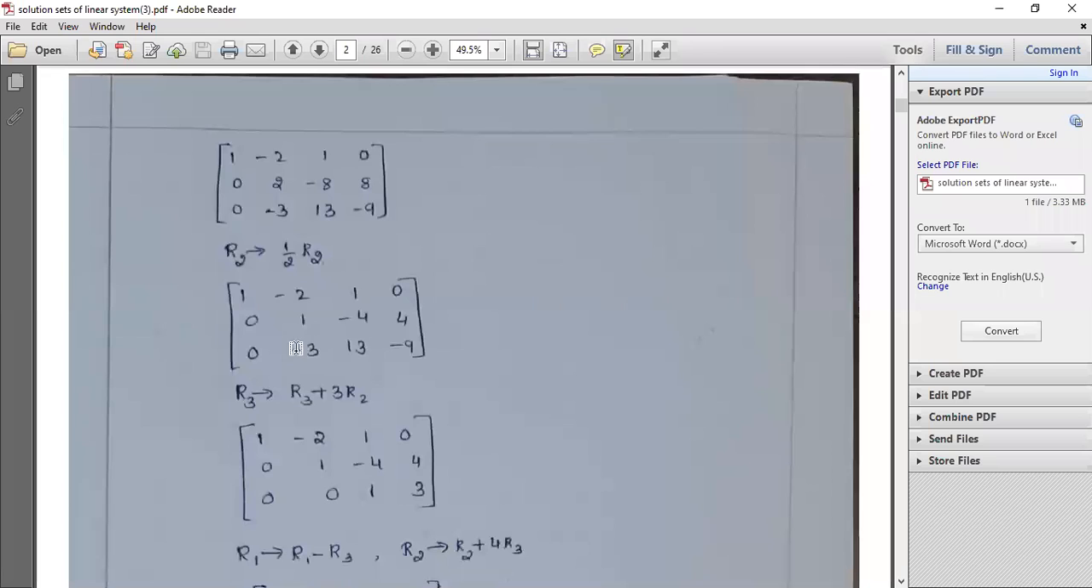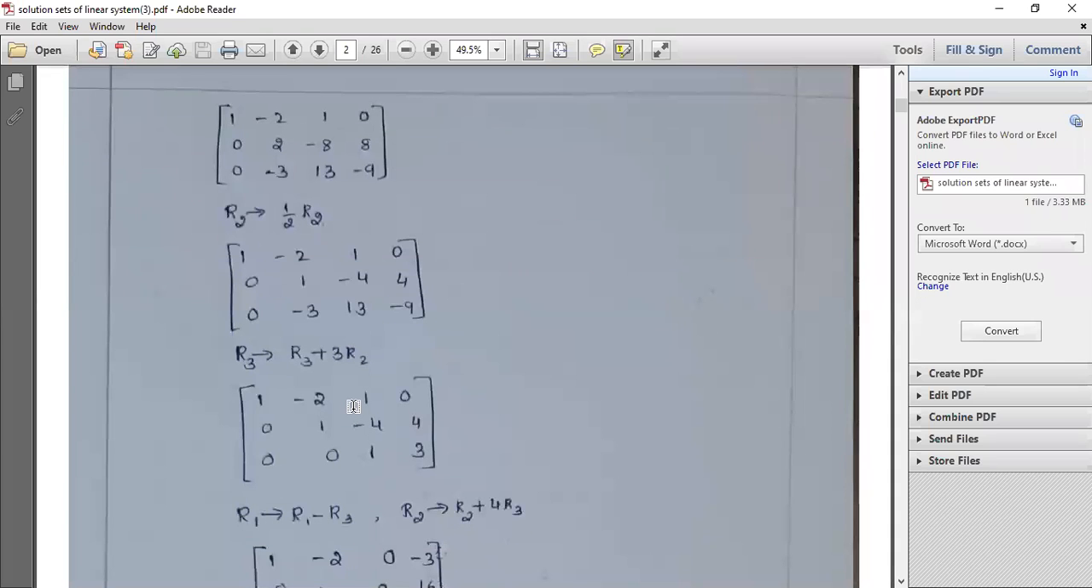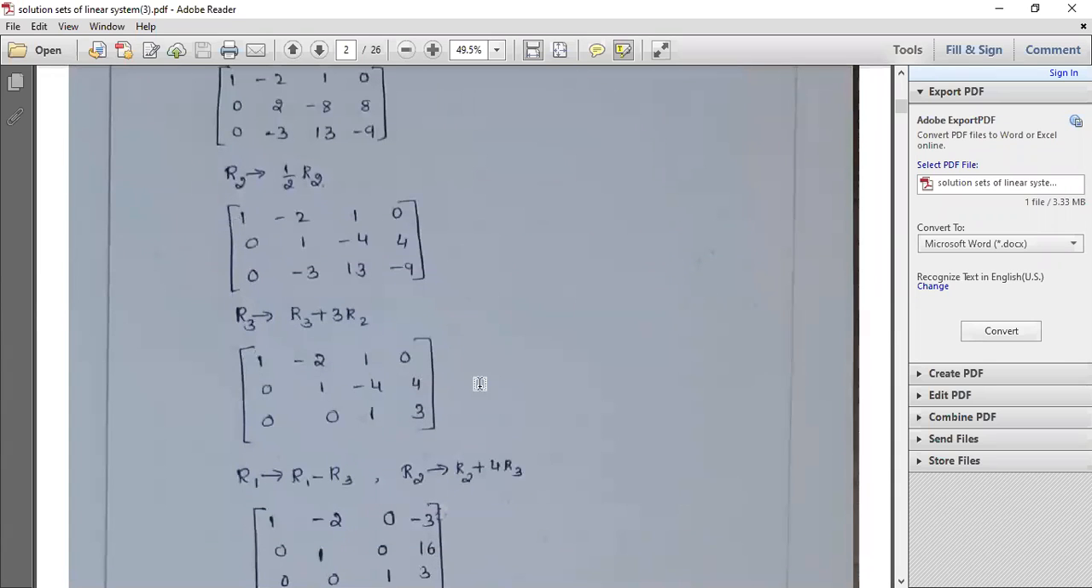Now again, I want to make this term 0. In order to do that, R3 changes to R3 plus 3 times R2, because here I have 1 and here I have minus 3. If I multiply R2 by 3, then I'll get this term as 0. So R3 changes to R3 plus 3 times R2. If I do this, it is 1, -2, 1, 0; 0, 1, -4, 4; and the third row is 0, minus 3 plus 3 is 0, then 13 minus 12 is plus 1, minus 9 plus 12 is 3.